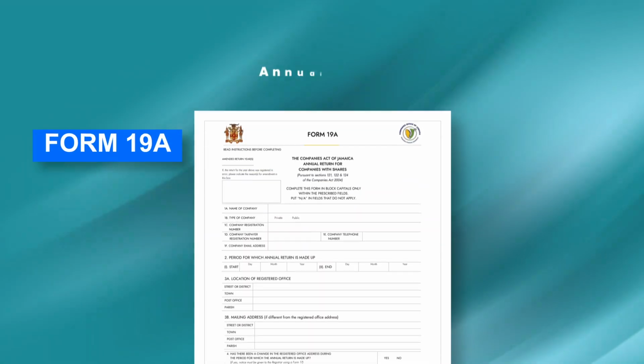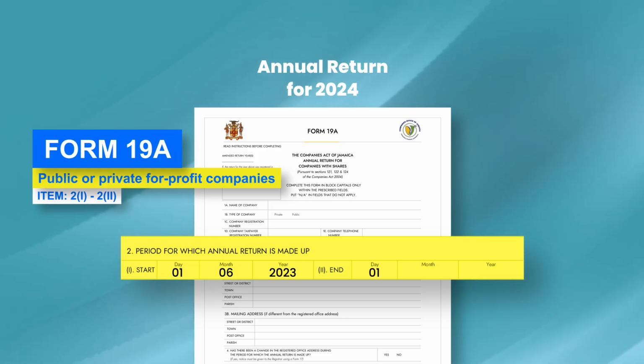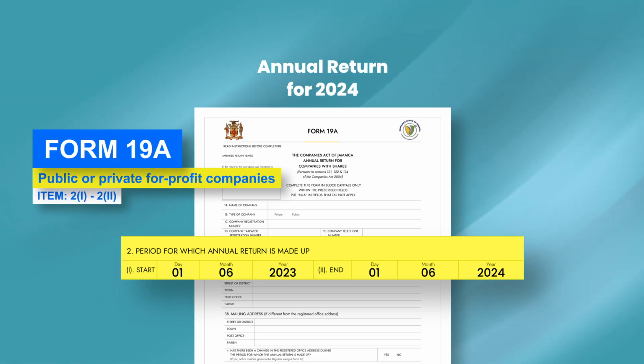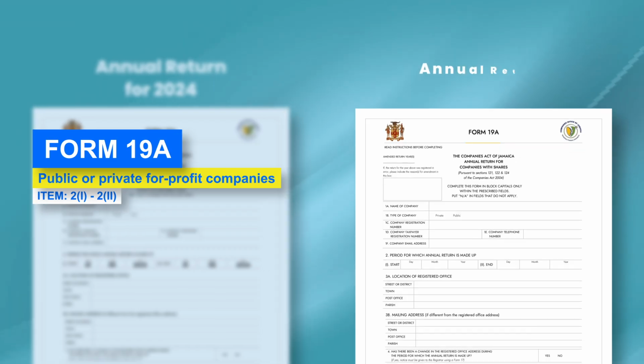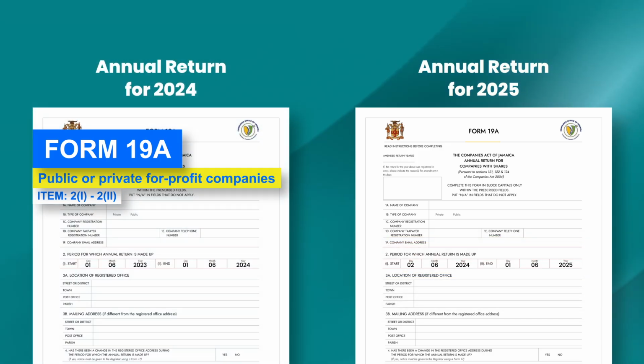For your first annual return, ensure your start date is the date your company was incorporated and your end date no later than its anniversary date. For returns for the following years, your start date should be the date immediately following the date at Item 2.2 of your previous form, and your end date no later than the anniversary of the date at Item 2.2.